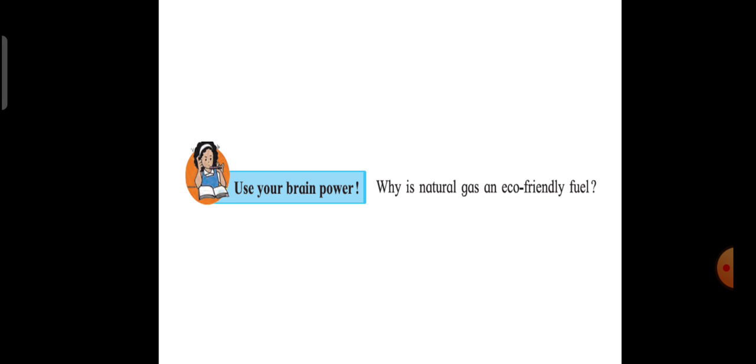Why is natural gas called an eco-friendly fuel? See, in the case of natural gas, no solid waste remains after combustion. The combustion can be kept under control. Carbon dioxide and water are formed in very small quantities, and hence it is a non-polluting gas. It can be transported easily, and it is also cheaper. Hence it is considered an eco-friendly fuel.